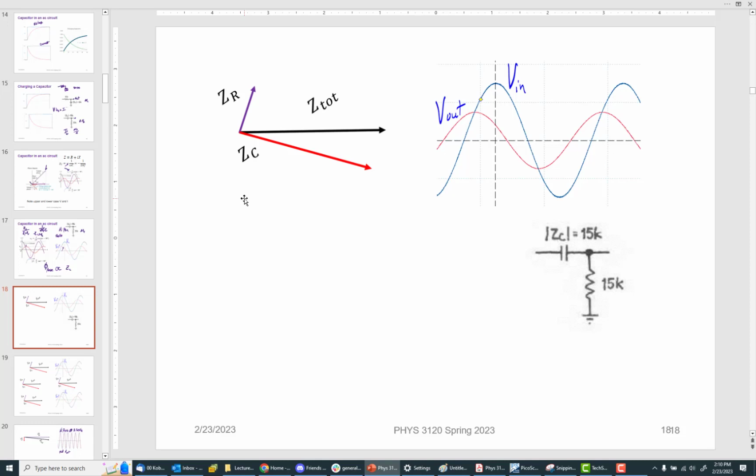So the V in is the voltage across Z total, right? Because our rules of circuitry tell us that the voltage of the power supply has to equal the total voltage across the circuit. Now notice that Z total, when it's fully projected onto the real axis, is here where this dotted line is. Notice that the voltage across the resistor, because that's what we're looking at, V out is the resistor, and its projection is smaller. And as this thing is rotating, it's getting even smaller.